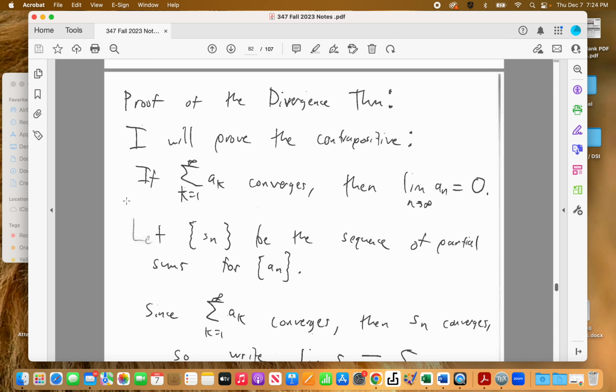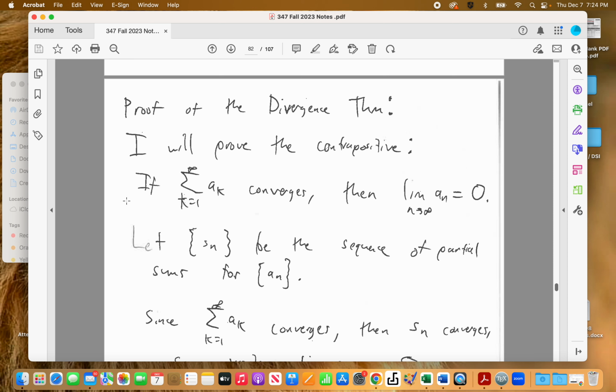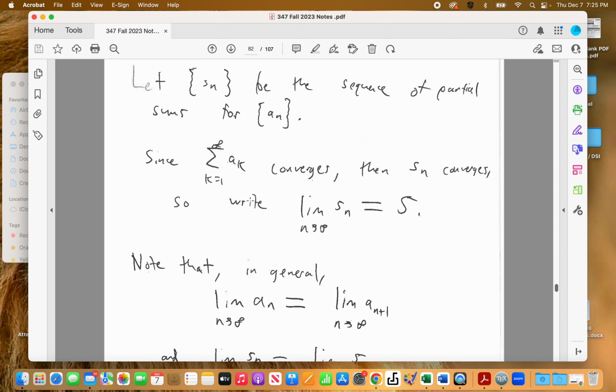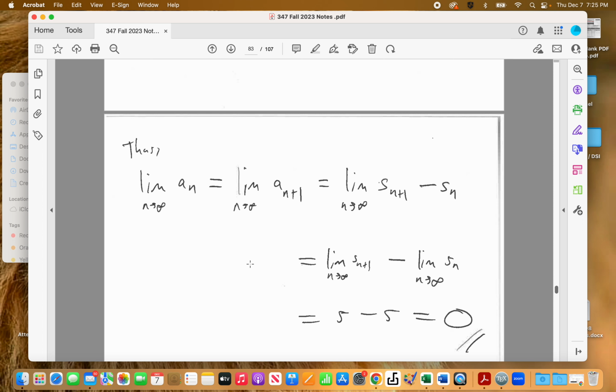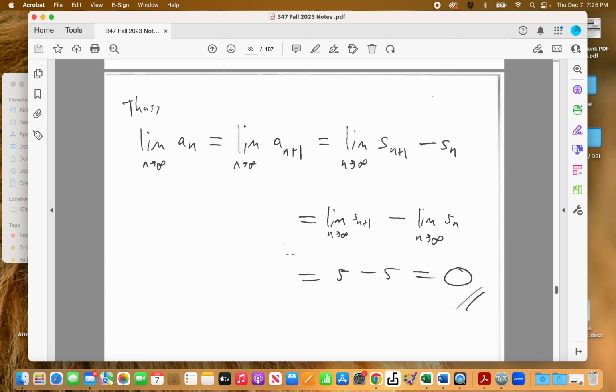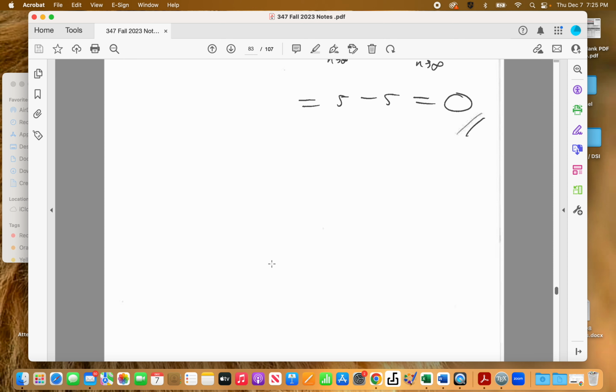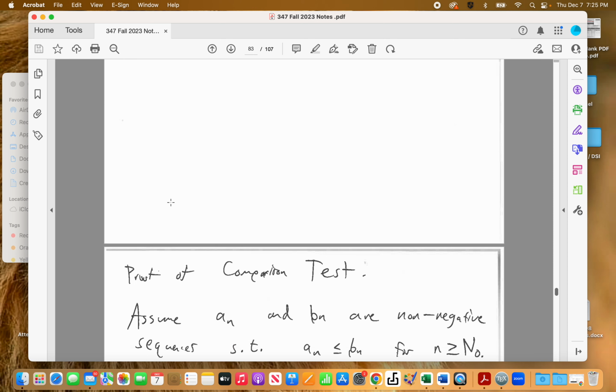Proof of the divergence theorem. I do kind of like this. Prove that if the series converges, then the limit must be zero. Kind of a cutesy little proof. The limit of an is the same thing as an plus one, but that's just Sn plus one minus Sn, which converges to the same S, so it must be zero. That's cute. That's a nice proof. Not too bad.